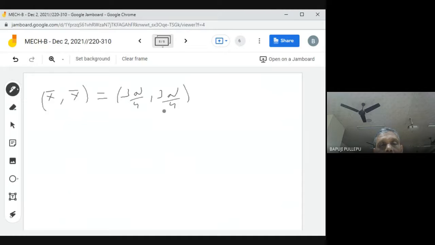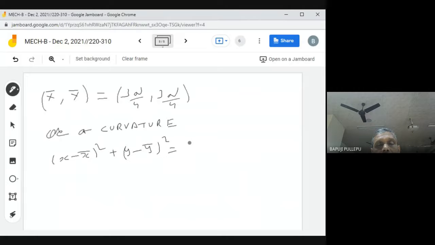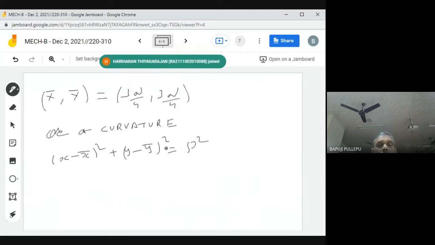Now, circle of curvature means what? What do I want to do? The circle of curvature formula is: x minus x bar whole square plus y minus y bar whole square is equal to rho square. Now x bar in my hand, y bar in my hand. I want to find out rho. What is the rho formula?